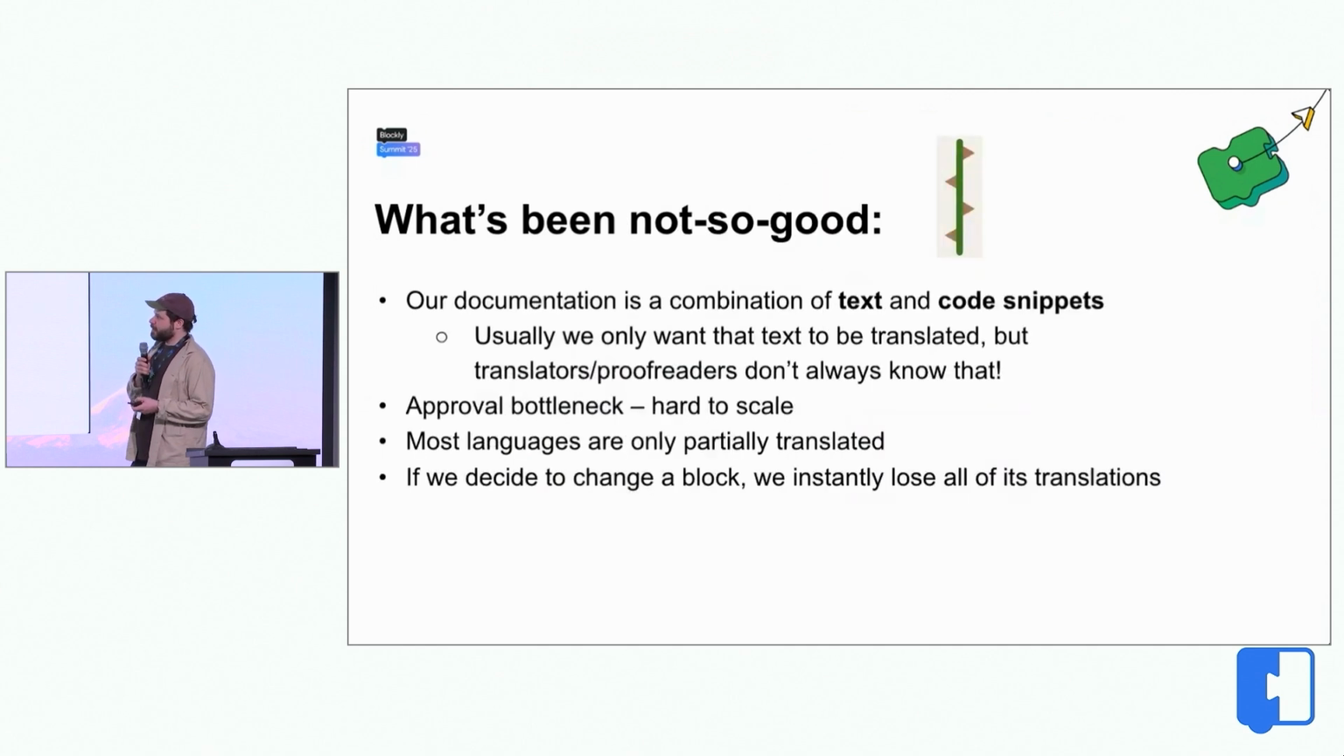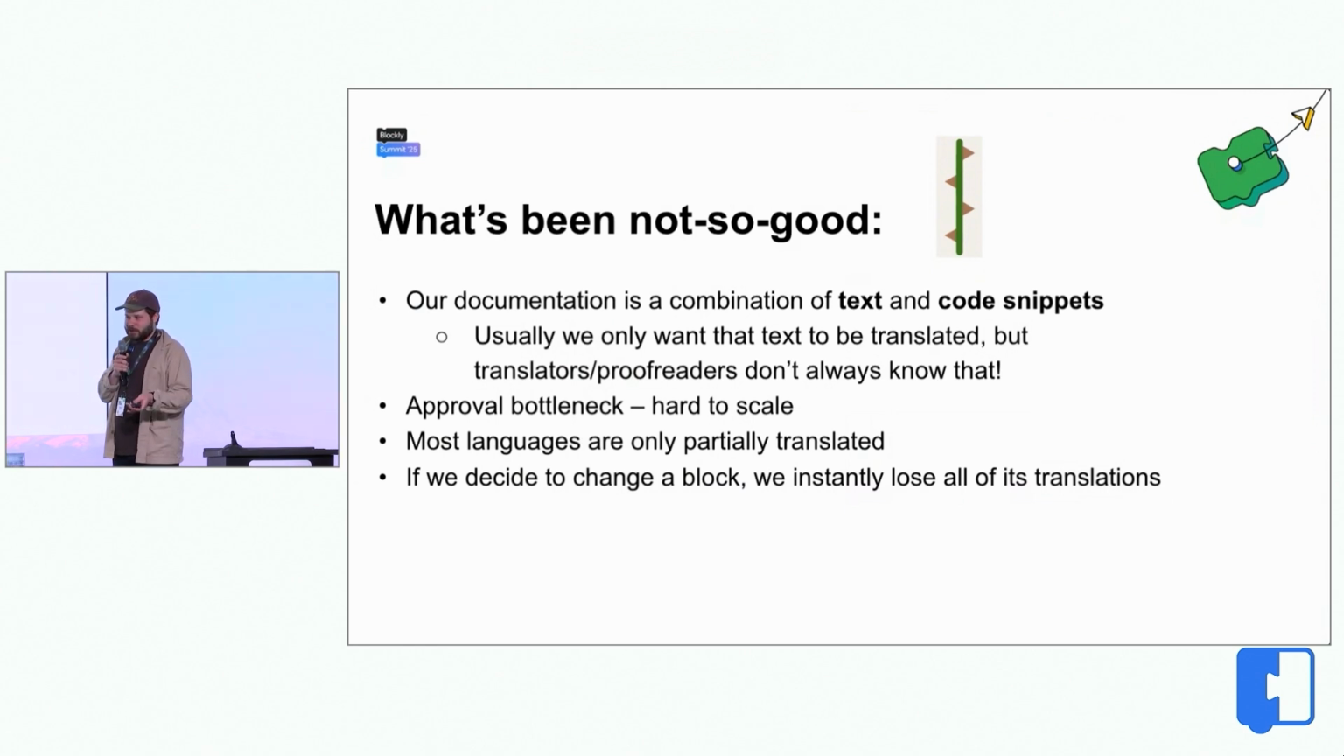What's not been as good is that our documentation is a combination of text and code snippets. Because we are crowdsourcing this and a lot of folks are not familiar with how MakeCode works internally, we get a lot of people trying to translate code and things like that. And you can't really translate the word for in a for loop. It gets a little complicated. So we do our best to delineate these things and make it clear what should and should not be translated. But because these are people who are not familiar with our system, it's always a battle back and forth to make sure that we are properly fencing the code so that they don't run into those issues.